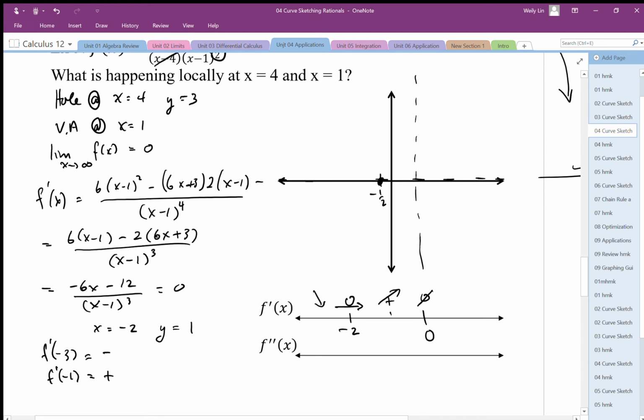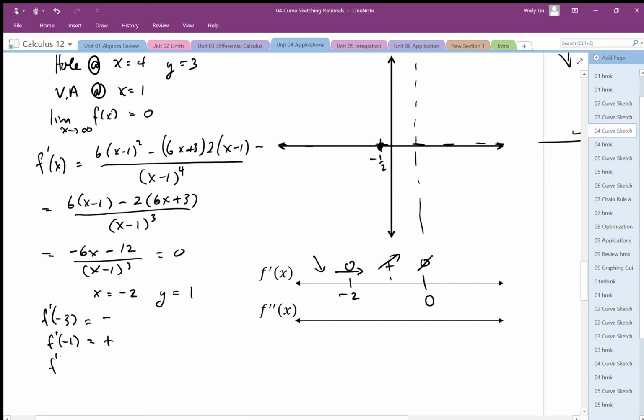On the other side of the asymptote, f prime of 1, I'm going to end up with negative on top. I should plug in here. This is not 0, this is 1, isn't it? So I need to choose a number on the other side of 1. I'll choose 2. So I'm going to end up with negative on top, positive on bottom, so it's going to be negative. So it's going to be pointing down like that.